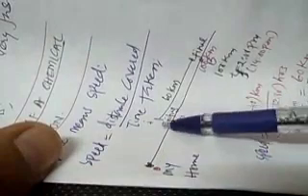Rate of a chemical reaction. Rate means speed. Speed means distance covered by time taken. See, this is my home. From my home, there is one place A at 40 kilometers. There is one place B at 100 kilometers.